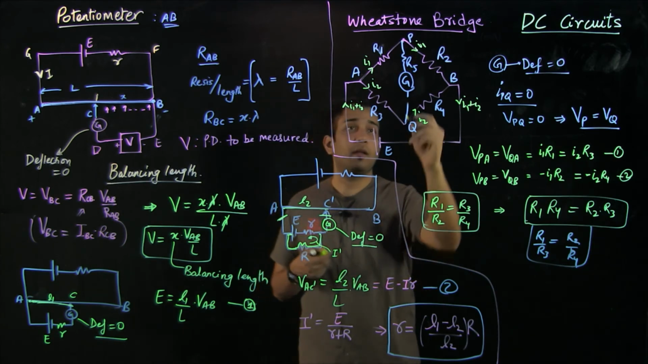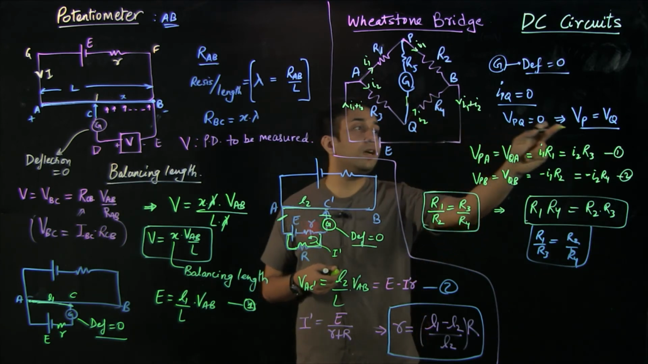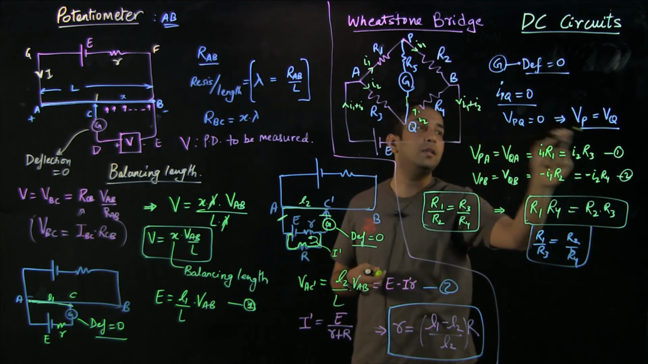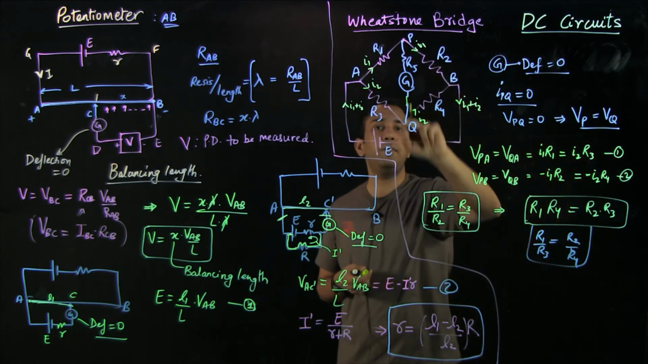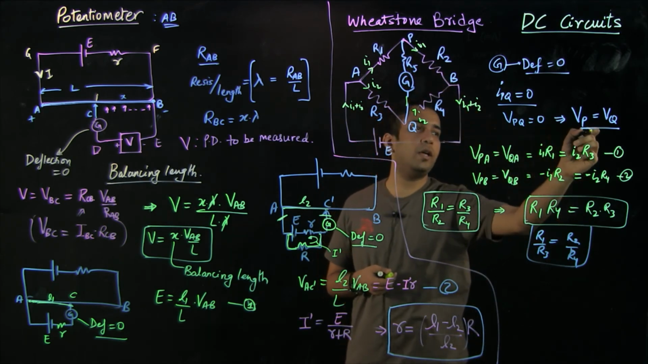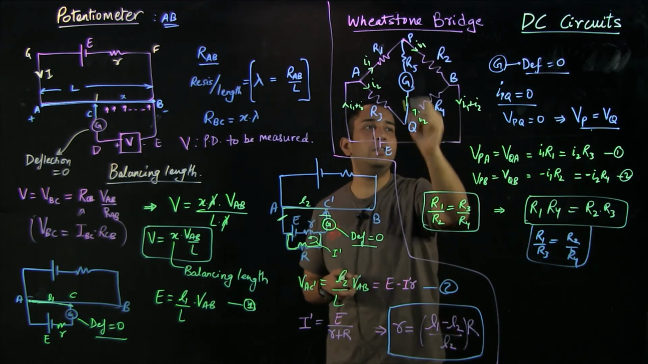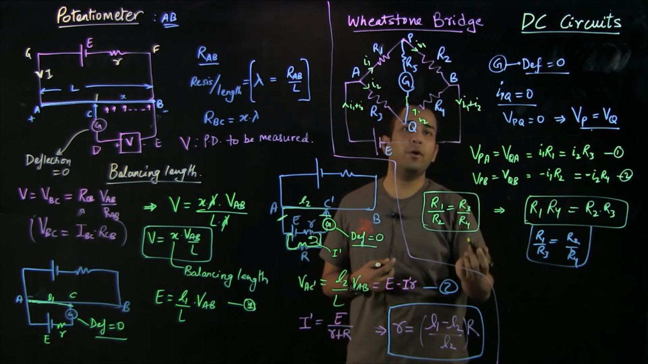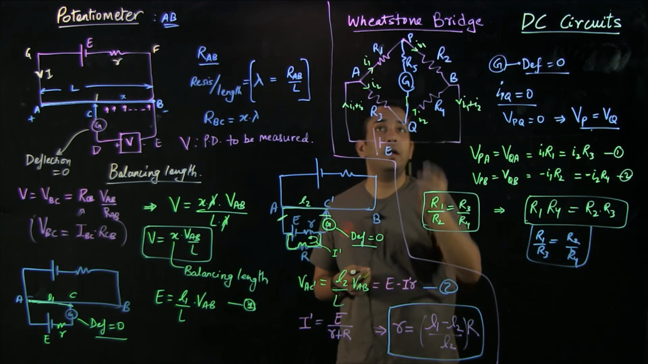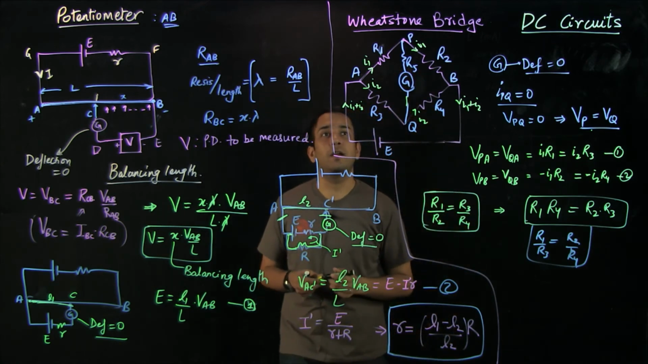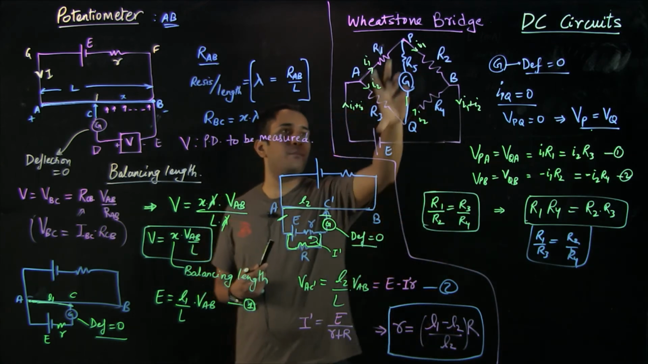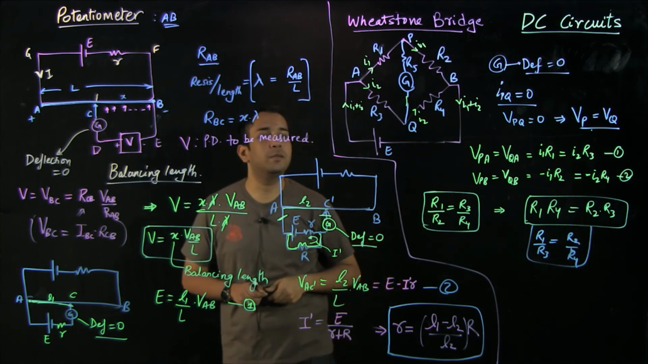Secondly, because P and Q are at the same potential, and there is no element in this branch which is introducing a potential difference between them, it can also act as a short circuit. So what I can do is just compress it as well using the short circuit principle.